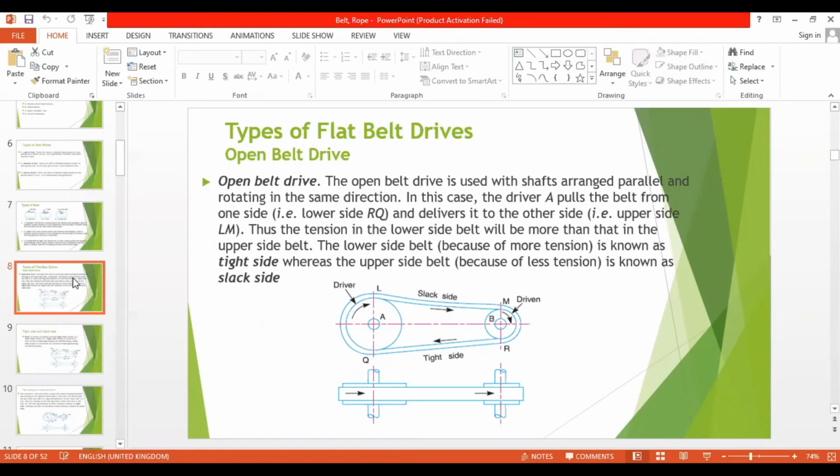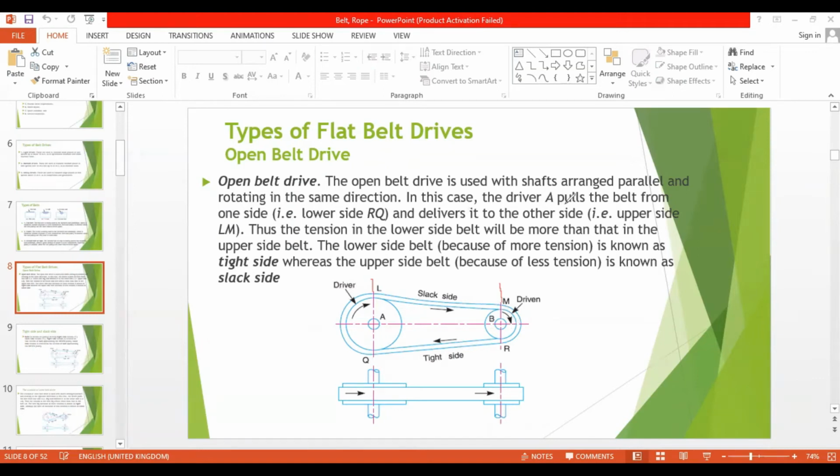So this is what is called the open belt drive. The open belt drive is used with shafts arranged parallel and rotating in the same direction. There you see, this is the axis and this is the axis. And they rotate in the same direction. This driver pulley is rotating clockwise, and the driven is also rotating clockwise.